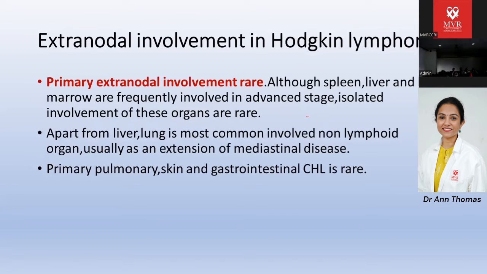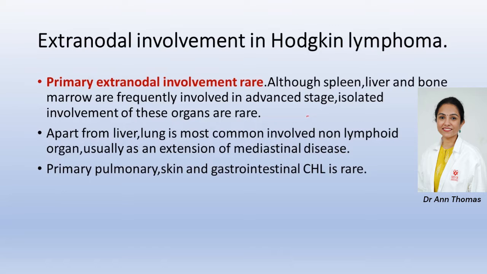I would like to spend some time on this slide, extranodal involvement in Hodgkin lymphoma. It is very, very rare for Hodgkin lymphoma to primarily present in an extranodal site. The most common extranodal organs involved are spleen, liver, or bone marrow, and that too in stage 4 Hodgkin disease. Usually when we have bone marrow involvement, the patient would have concomitant generalized lymphadenopathy. So before making a diagnosis of a primary extranodal Hodgkin lymphoma, you should always rule out a differential diagnosis.